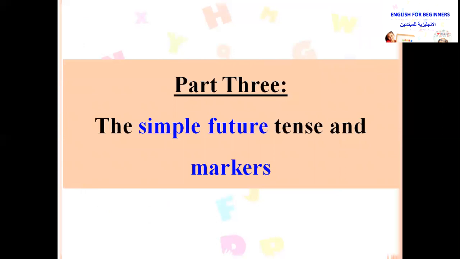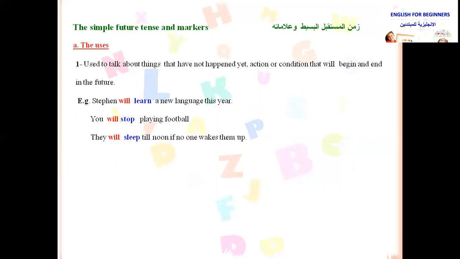Part 3: the simple future tense and the markers, which is the easiest tense in the English language. Here, concerning the uses, it's very simple. We use it to talk about things that have not happened yet, which means the action doesn't exist yet, or an action or condition that will begin and end in the future, or an action that will start and end in the future. Let's see the examples here.